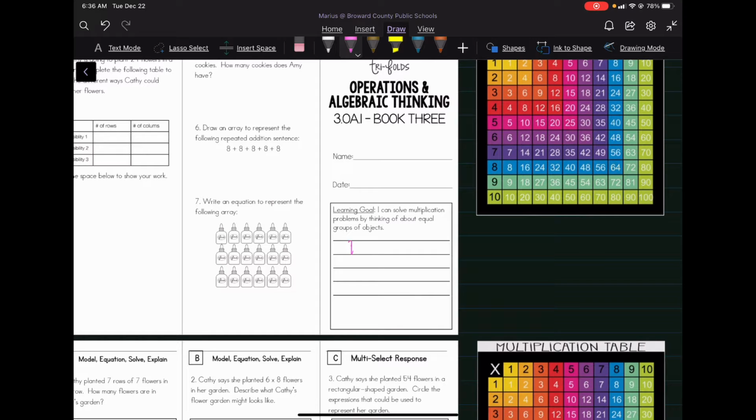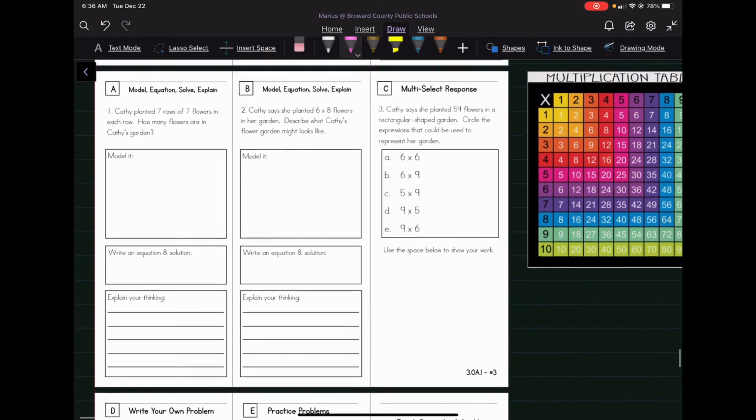One way to think about it is rows by columns, and the other way is groups by items. All right, so how many groups and how many items in each group, or how many rows and how many columns. Okay, so now let's go ahead and jump into number one.